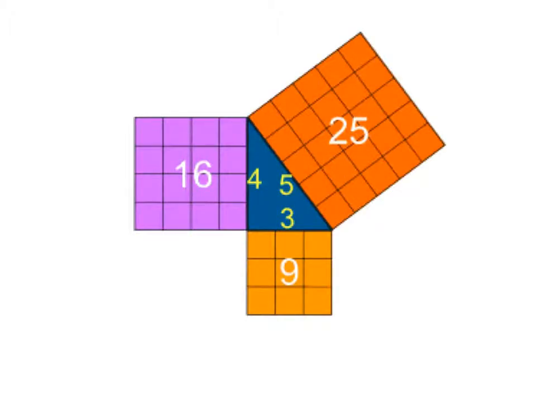When we build squares around the sides of the right triangle, a relationship is found. This leg square plus this leg square, when you put them together, is the same area as the hypotenuse square. 9 plus 16 does equal 25.